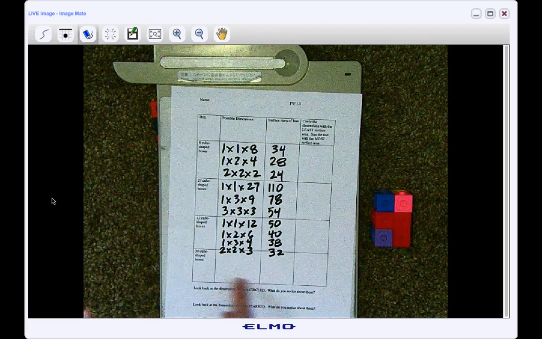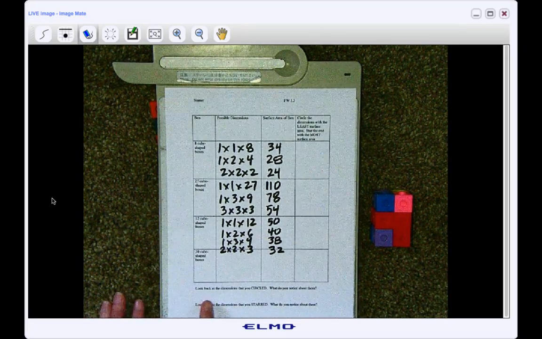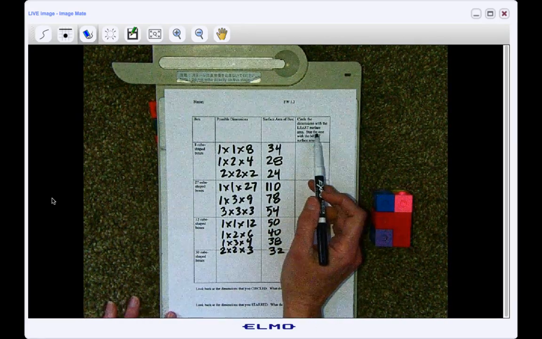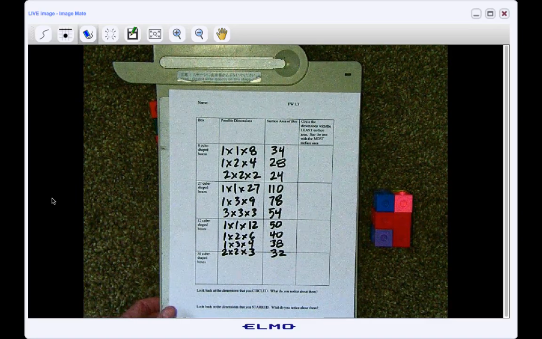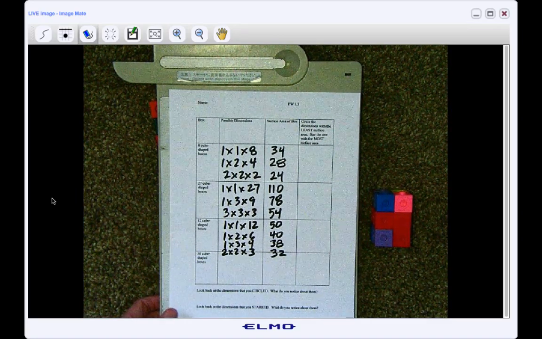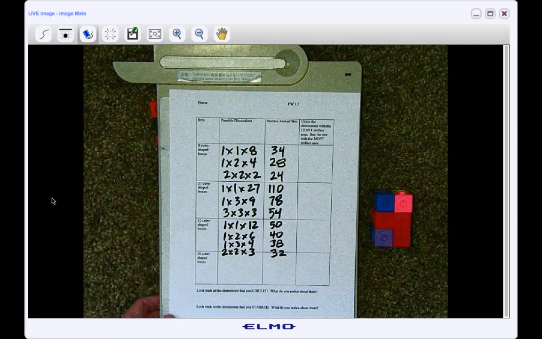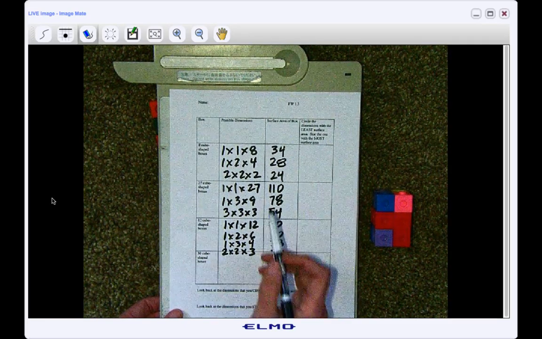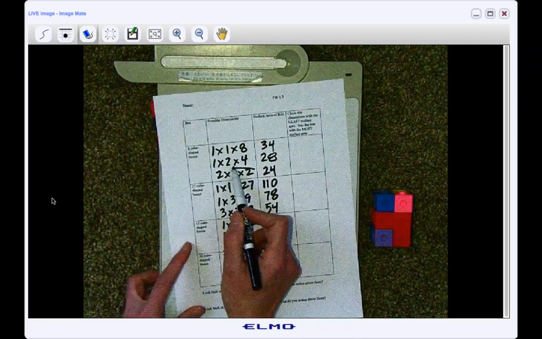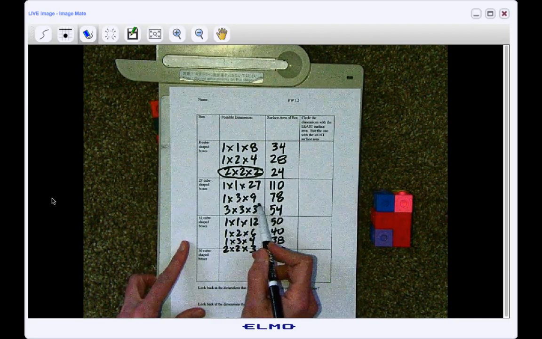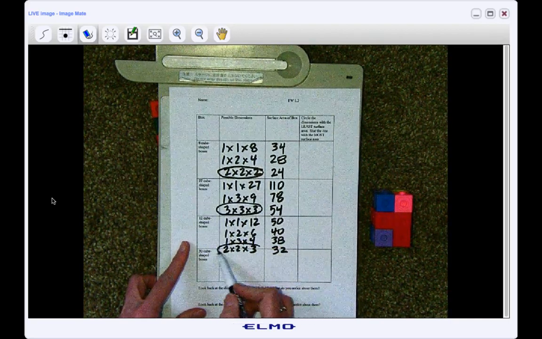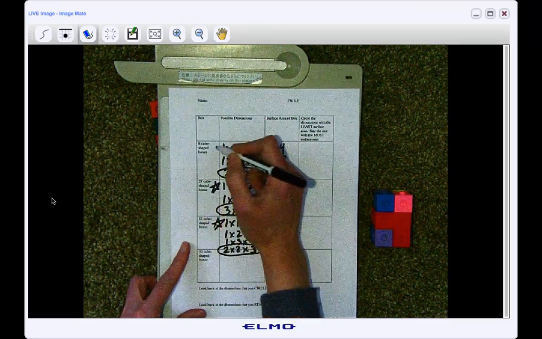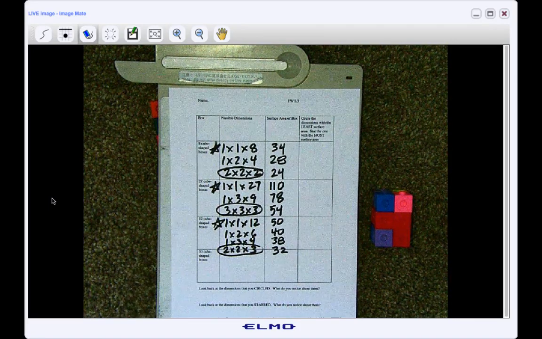Okay, we're going to skip this one for now and go back to this one. Look back at the dimensions. Circle the dimensions with the least surface area, star the ones with the most. Okay, so do you have circle, circle, circle, circle, star, star, star? Okay.